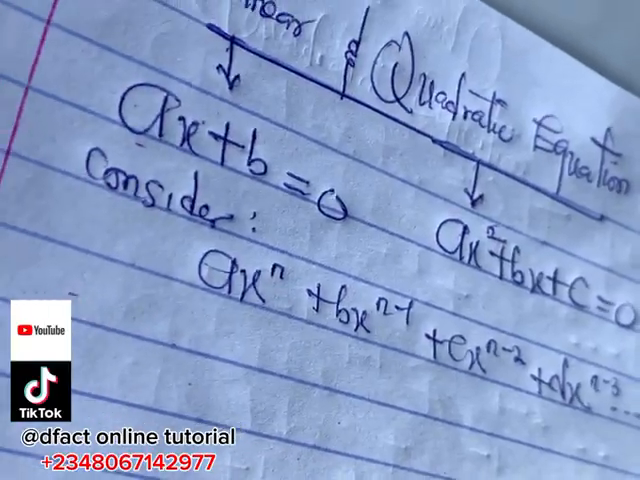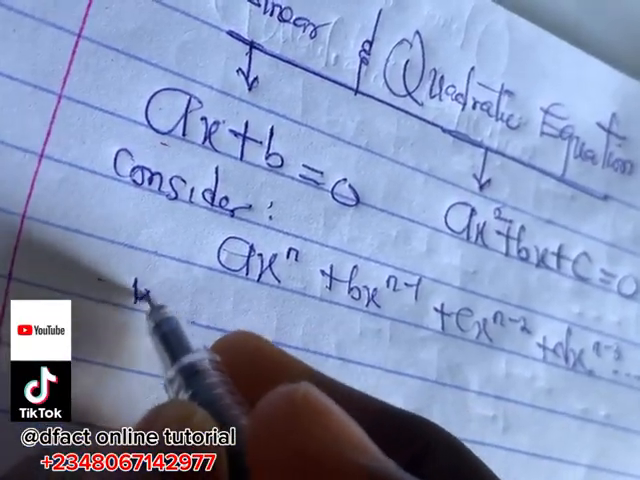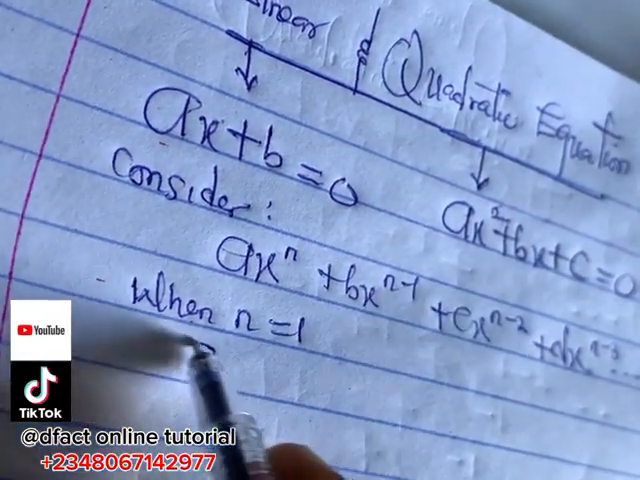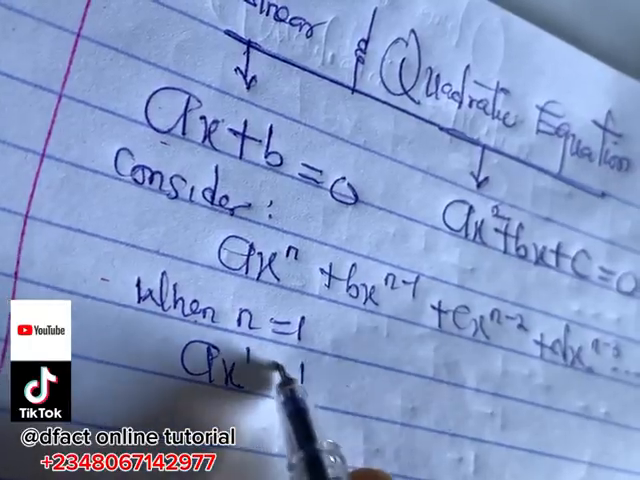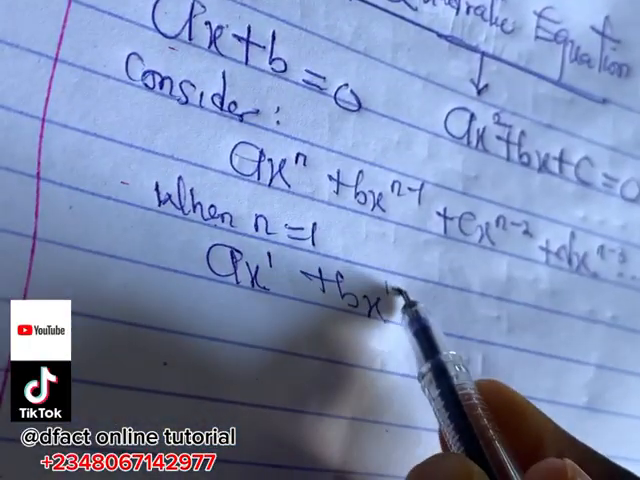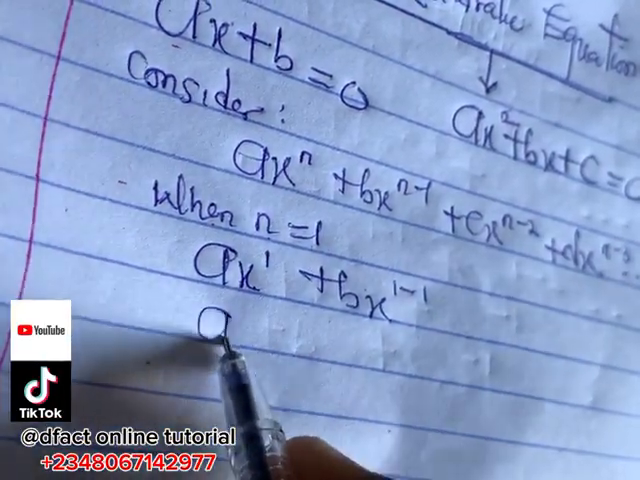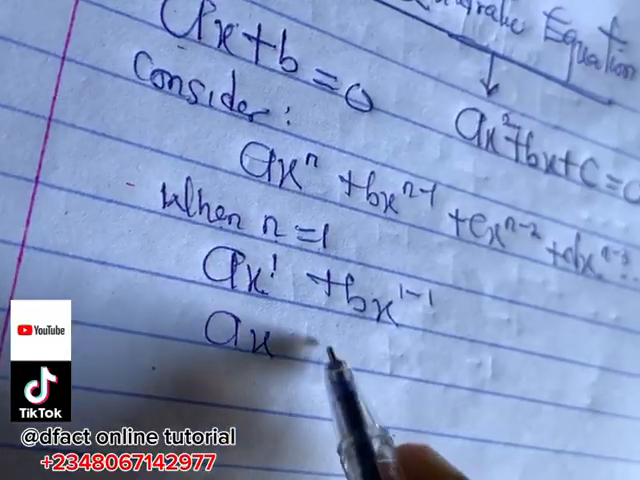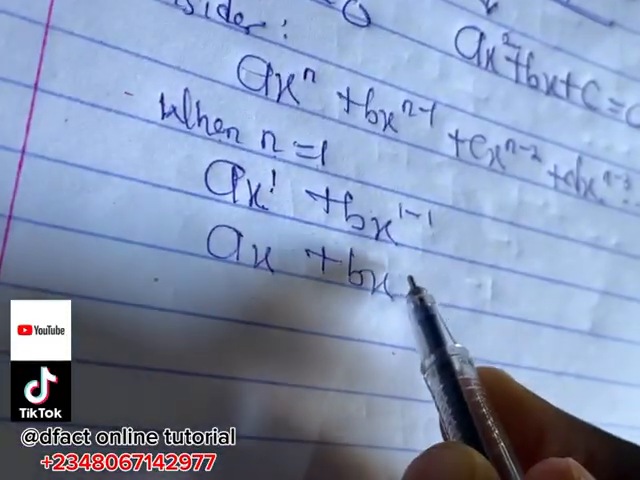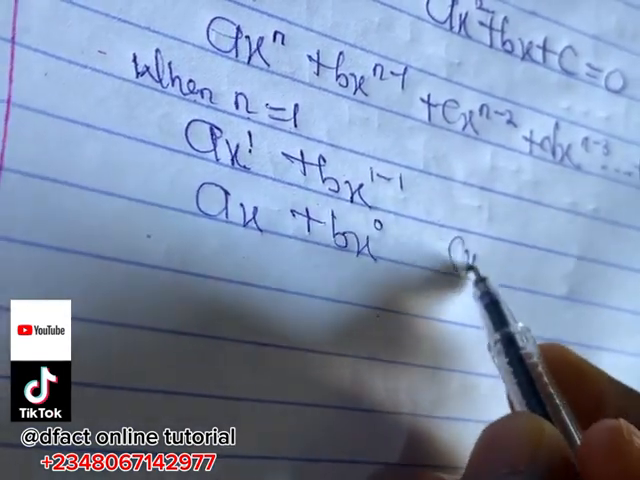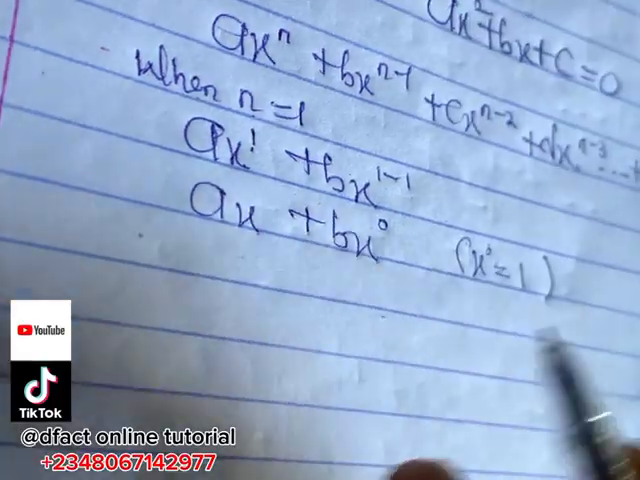Now if you look at this, when n is equal to 1, let's substitute into this given series. We have ax raised to the power of 1 plus bx raised to the power of 1 minus 1, because we have the maximum power of 1. So ax raised to the power of 1 is still the same thing, plus bx raised to the power of 0 here. And anything raised to the power of 0 is what? Is 1. So x raised to the power of 0 here is equal to 1. So please take note of that.